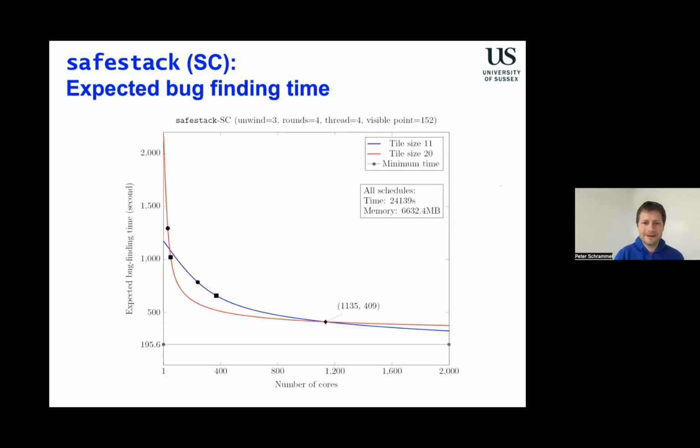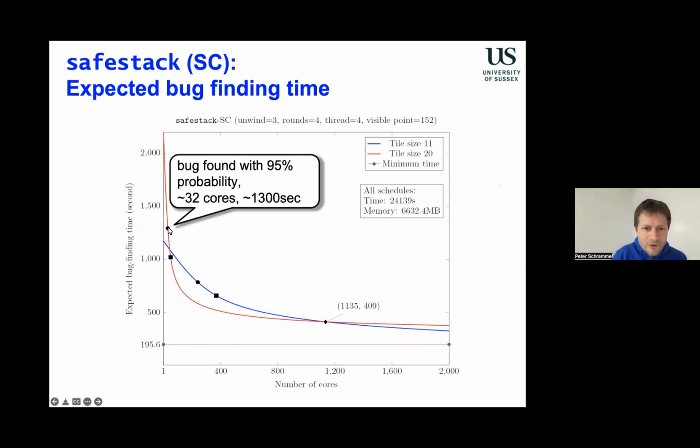So let's look at this picture again. This point here is finding the bug with about 95% probability. We need to look at 32 instances. If you look at 32 instances, then with 95% probability, we find the bug in 1300 seconds. Now I think this point here is for 99% probability. You have to pick probably, I don't know, 60 or so. So this is with tile size 20.